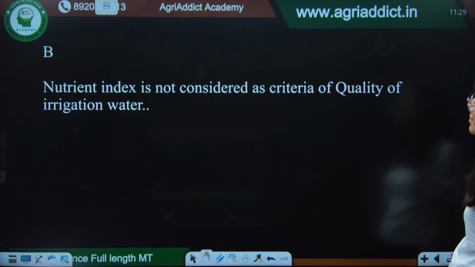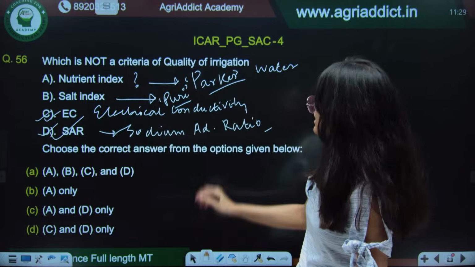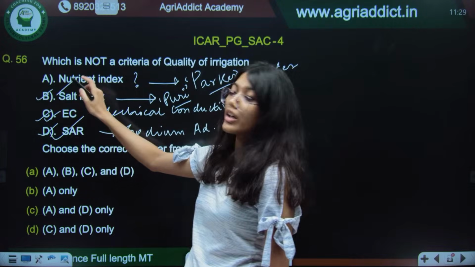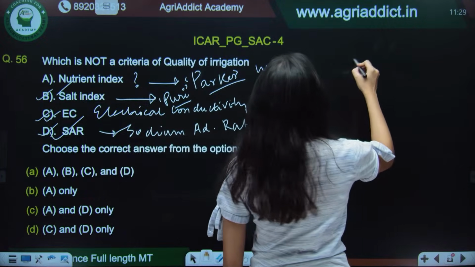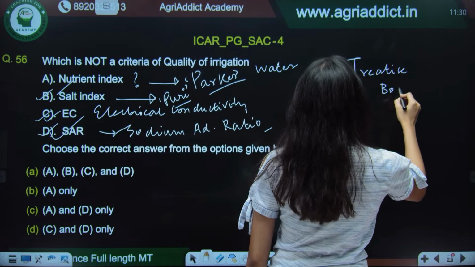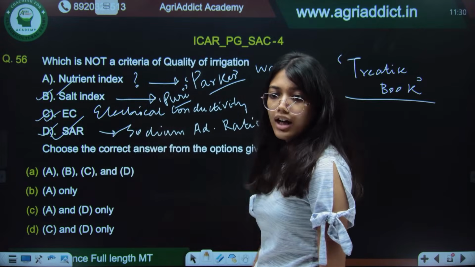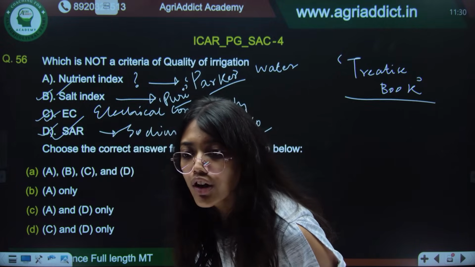It is option number B. Nutrient index is not considered as a criterion, but we can consider salt index. So this has been given in your treatise book directly. You can go and access it from there. Okay, another salt index, Puri.